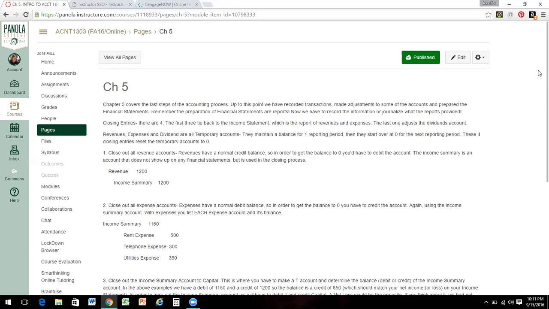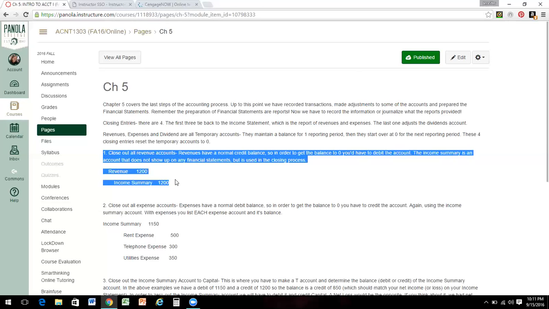So how we do this to reset these temporary accounts, which is revenues and expenses, and I put dividend or draw, they mean the same thing in this class. To reset them back to 0, we've got to do these closing entries. So the first entry that we have here is the revenue. You're going to list every revenue account. Since they have a normal credit balance, in order to get them to 0, you have to debit that account for whatever the balance is. So you're always going to debit the revenue, and you're always going to credit income summary.